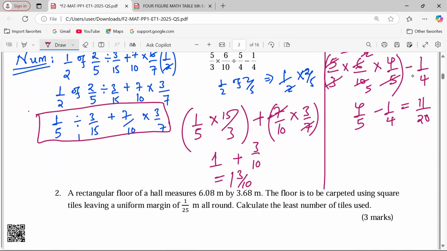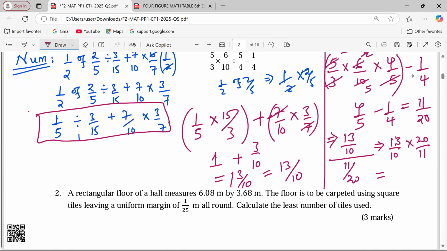Then at that point now, because we have solved the numerator and also the denominator, we can now combine. This 1 and 3 over 10 means 13 over 10. We can make it an improper fraction. So we can now combine to come up with the answer 13 over 10 over 11 over 20, which translates to 13 over 10. Dividing by 11 over 20 means multiplying by 20 over 11.